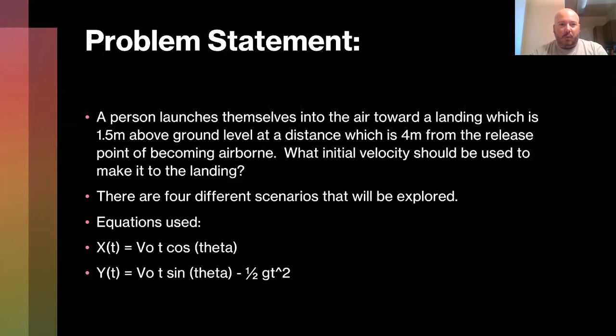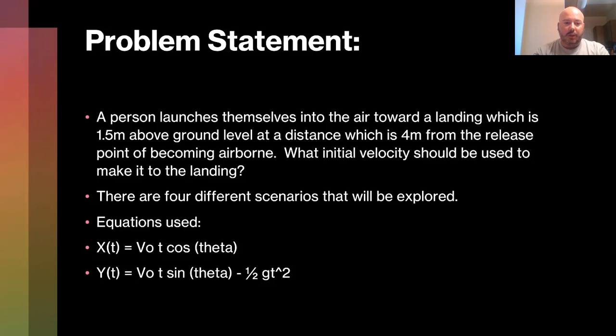Our problem statement was: a person launches themselves into the air towards a landing which is 1.5 meters above ground level at a distance which is 4 meters from the release point of becoming airborne. What initial velocity should be used to make it to the landing? There are going to be 4 different scenarios that will be explored. I'm going to share my 2, and the other 2 gentlemen will share theirs.